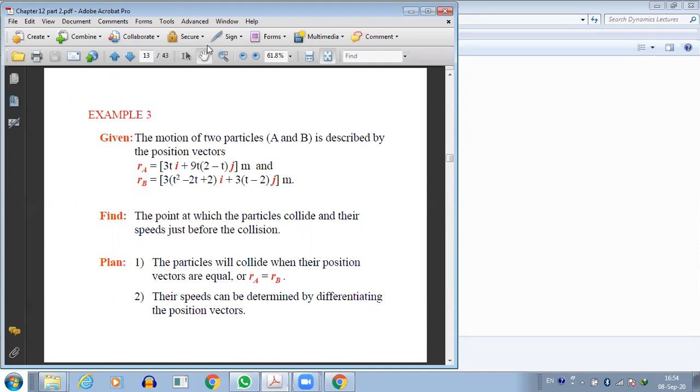Okay. So we can find the point at which they collide if we make RA equal to RB. So we have this RA, which has an I component and a J component, and RB, which also has an I component and a J component. When we equate the two, we have to equate the I components and equate the J components, so we'll get the value of time. So let's see the solution.